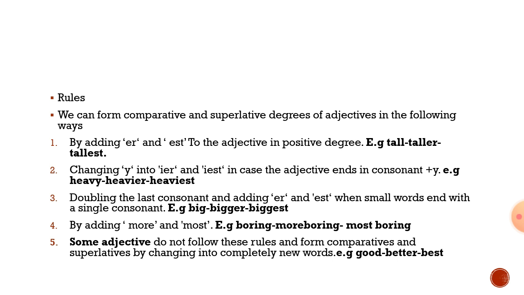Fourth is by adding more and most. Means for some adjectives we use more and most along with the adjectives to form comparatives and superlatives. For example, boring, more boring, and most boring.